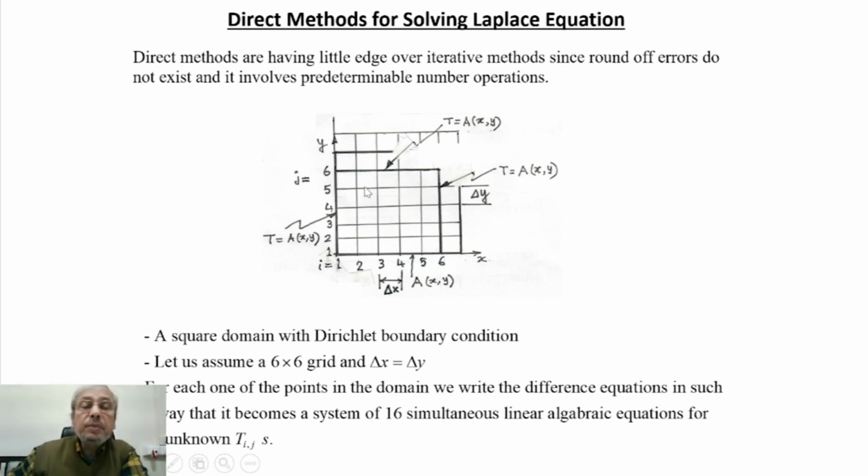So we have to determine temperatures at internal points, from 16 simultaneous linear equations. Because we have 16 points, we will write 16 equations, and from there we will find the 16 unknown T's.